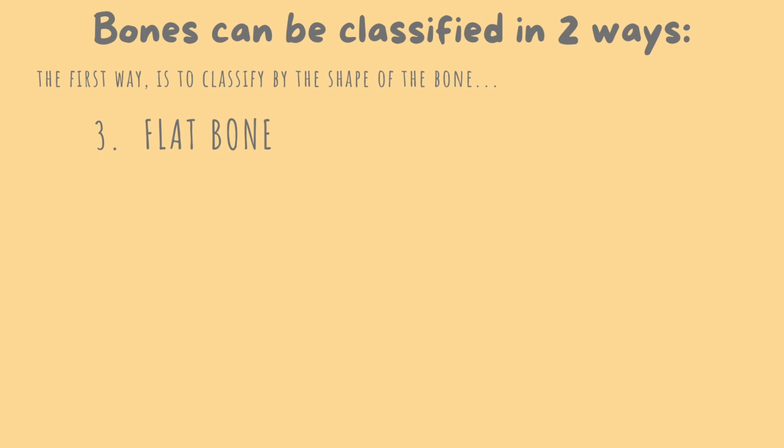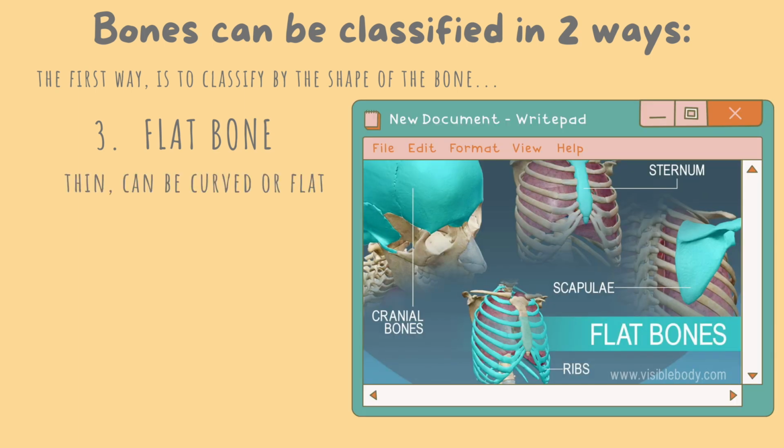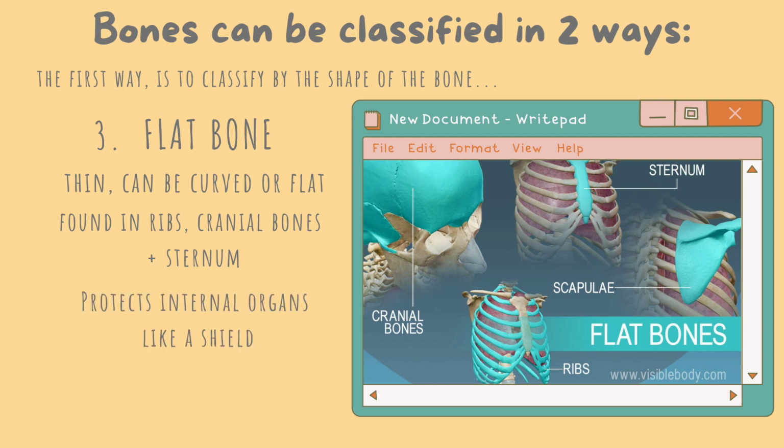Next, we have the flat bones. They're thin, they can be curved or flat. They are found in the ribs, cranial bones, and the sternum. They protect internal organs like a shield. In the photo, you can see all the flat bones, so make sure you take a screenshot.